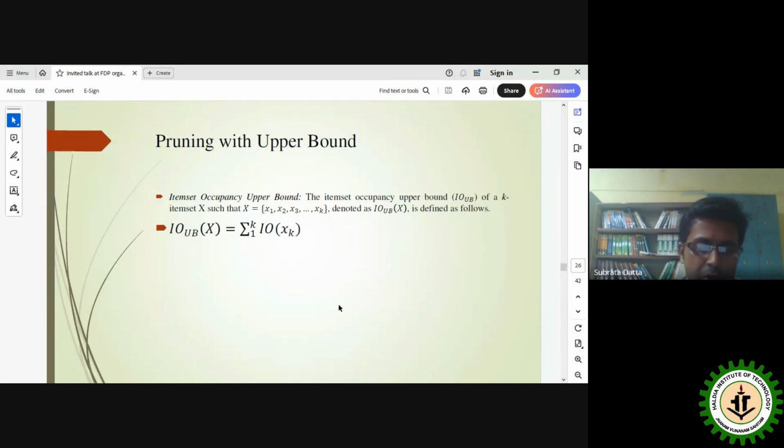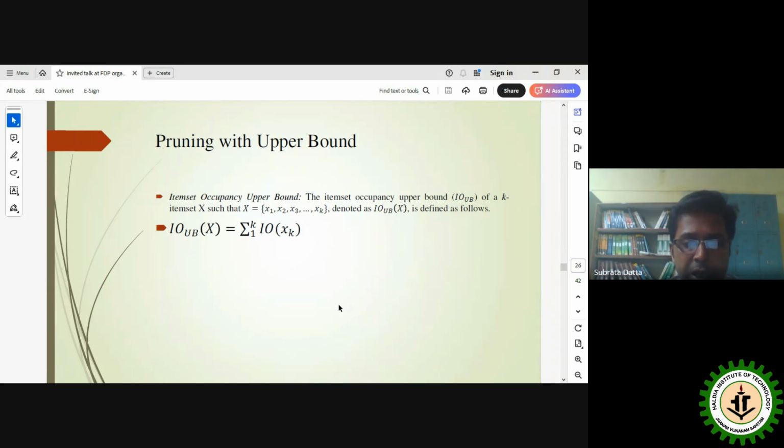Interestingly, this item set occupancy mining, that means high occupancy item set mining, does not follow the downward closure property. In item set mining, this concept is related to the downward closure property. In most cases, frequent pattern mining and rare pattern mining follow it. But high occupancy item set mining does not. What does this downward closure property actually tell? It tells that if AB is a frequent pattern, then both of its subsets, A and B, will be frequent. But if AB is an infrequent pattern, then all of its supersets will be infrequent.